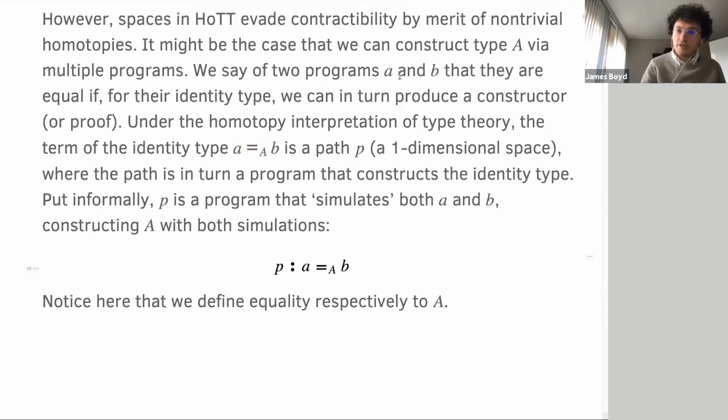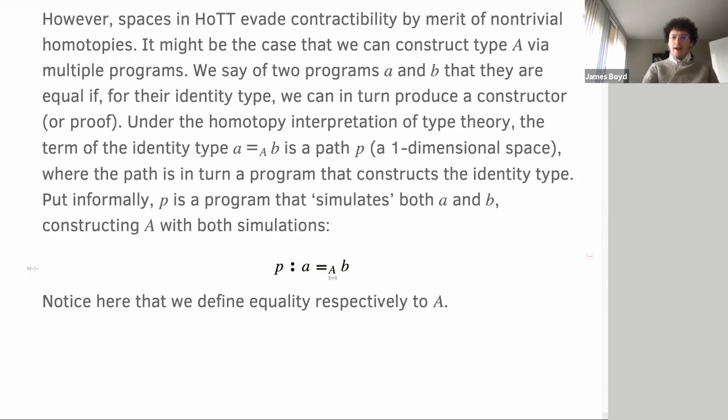So our original constructors are points, and if we have a proof of their identity or a program for constructing their identity, then we have a path between those two points, where the path is in turn a program that constructs that identity type. Now, put informally, this path P is also a program. It's a program that can simulate both programs, little a and little b, and construct A with both simulations. And so we write this as follows.